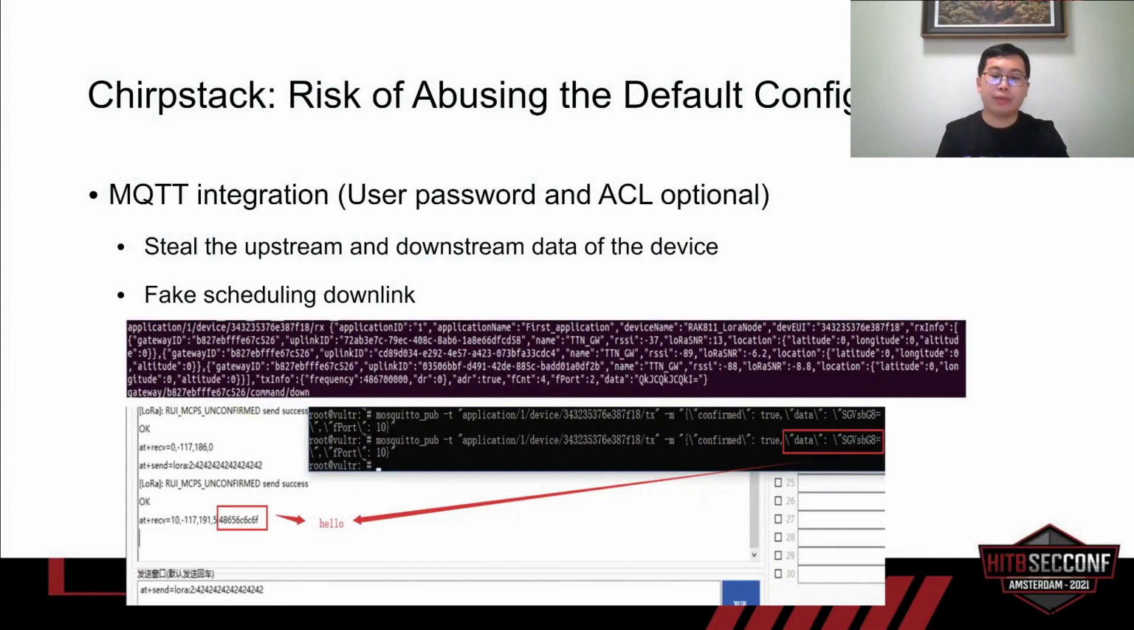MQTT integration is usually used by managers to manage the deployed LoRaWAN solution. In the default configuration of the MQTT broker, the username, passwords, and ACLs are optional. Therefore, incorrect configurations may bring the following security risk. Attackers can subscribe to any topic through wildcards. In this way, the data of the interaction between the device and the server can be obtained, including device information. After knowing the device information, the attacker can also forge downlink data and send it to the nodes through MQTT.